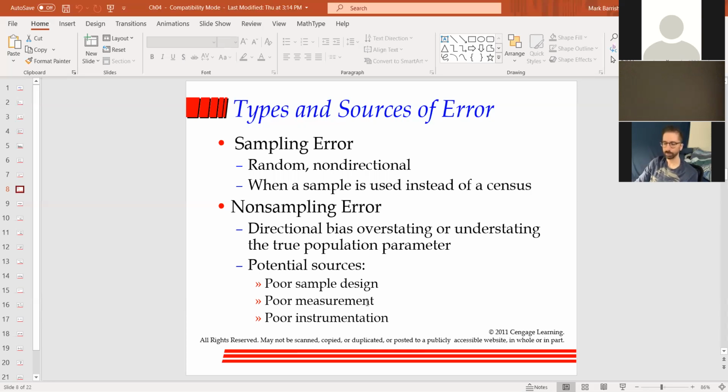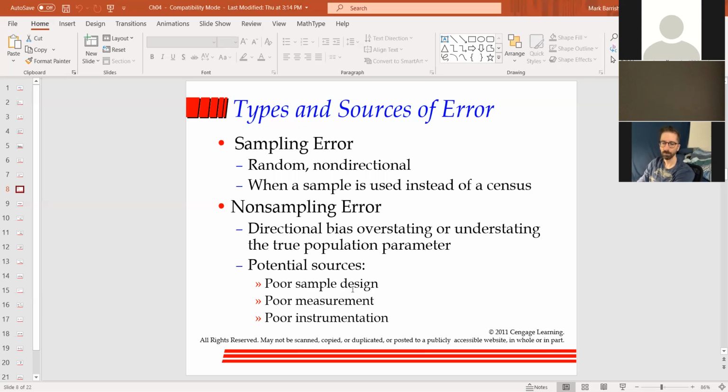So non-sampling error comes from what? Poor measurement, poor instrumentation, a poor sample design itself. These create biases in the results. Now, it's almost impossible to get rid of all bias. You do your best to minimize it as much as you can. But you should know the difference between sampling error and non-sampling error.